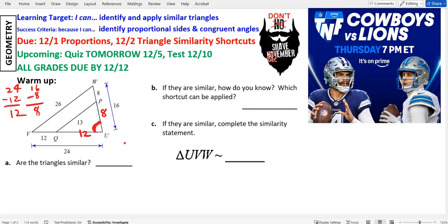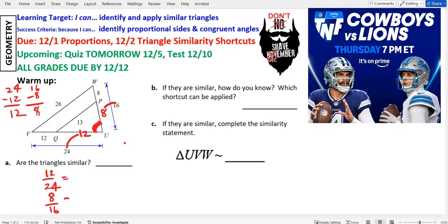Okay? So here's what you're going to do. You see the congruent angle that they both share. You see the small side is 12. The big side is 24. This and this, 12 and 24, are corresponding sides. 8 and 16 are corresponding sides. Okay? Now, let's make those into fractions. 12 over 24, 8 over 16.